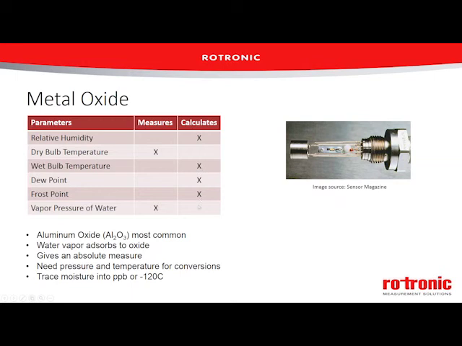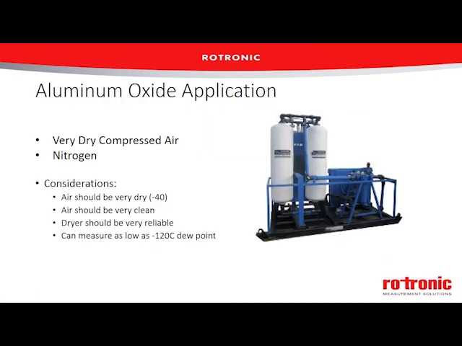And these sensors are very good for trace moisture. If you've got a very dry, very clean system you're measuring, these work very well. For example, compressed air, say you have a dryer on a compressed air system that maintains minus 100 degrees C dew point, and you have good filtration, and there's no oil in the air, these would work. Dry nitrogen would also work.